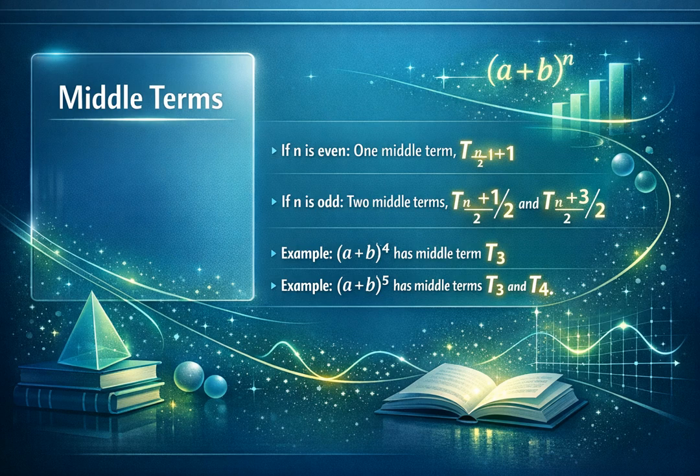If n is odd, there are two middle terms, t subscript (n+1)/2 and t subscript (n+3)/2. For example, (a+b)^4 has middle term t3. (a+b)^5 has middle terms t3 and t4.